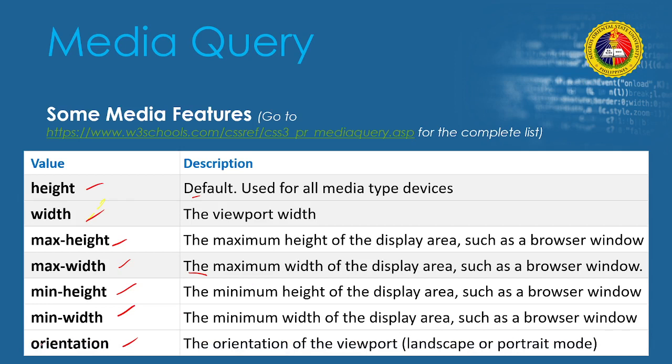And then one last thing is the orientation of the viewport, whether it is landscape or portrait mode. Meaning you can control how your website is going to look if it's in landscape or in portrait mode. Don't worry, we're going to try that later on. But I just want to clarify the difference between these. So you can use height if you want it to be very specific.